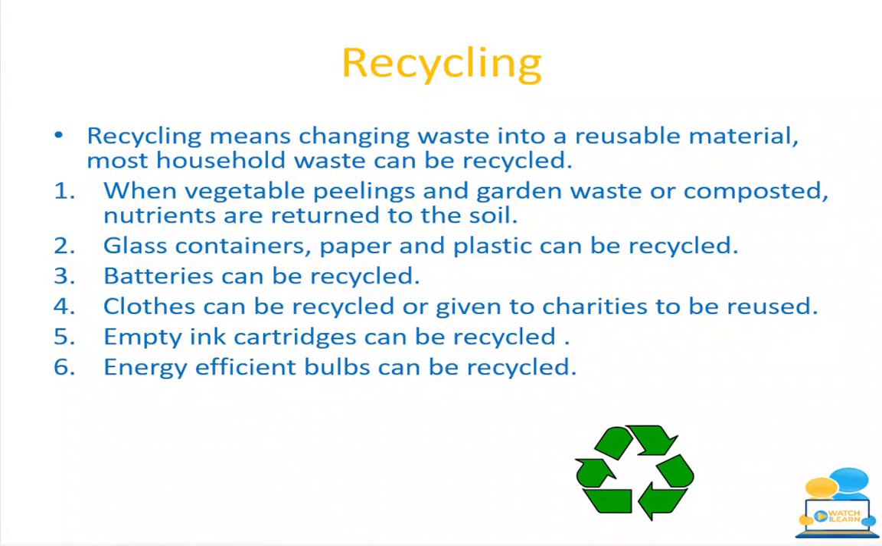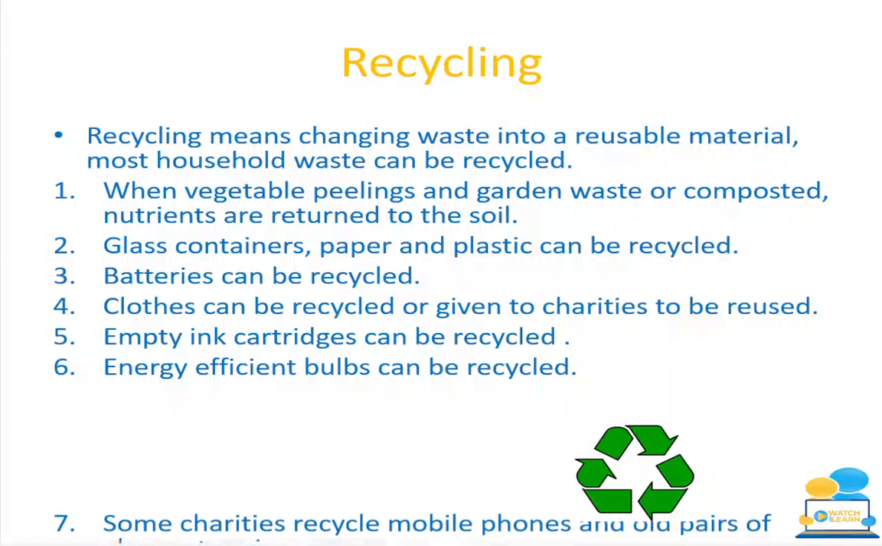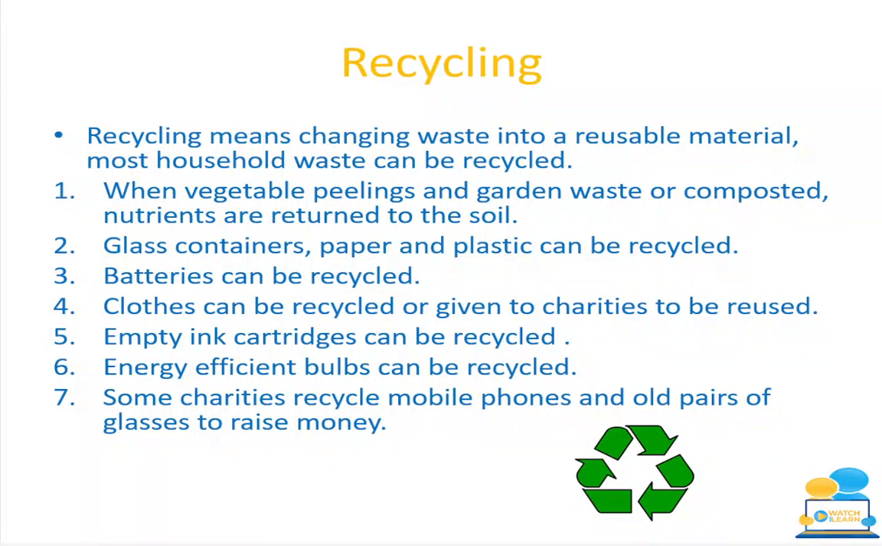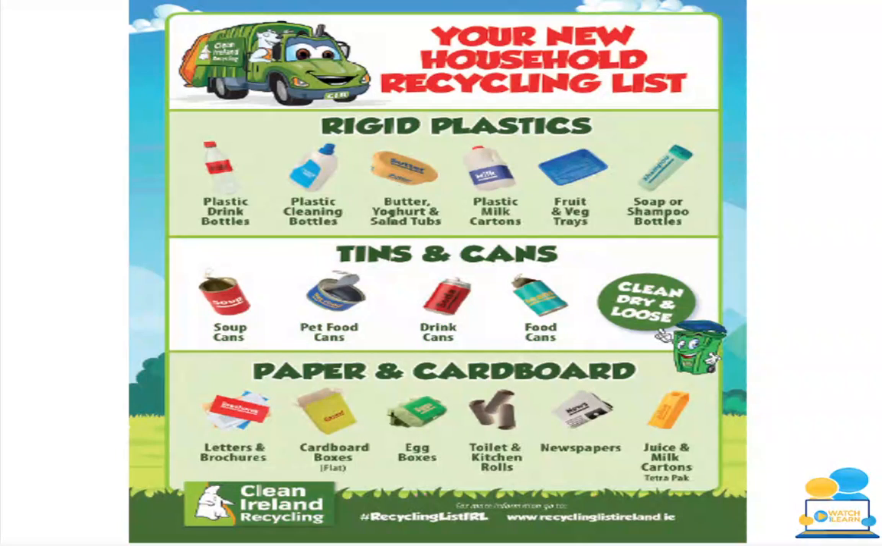Batteries can also be recycled. Usually you can recycle these to your local recycling bank or to the likes of Aldi or Lidl. Clothes can be recycled or given to charities to be reused. Your empty ink cartridges can also be recycled, so they should not be binned. Energy efficient bulbs can also be recycled in the likes of your local county council recycling centre. Some charities will take mobile phones and old pairs of glasses to try and raise money, especially for those people in third world countries. Here is an example of a household recycling list.